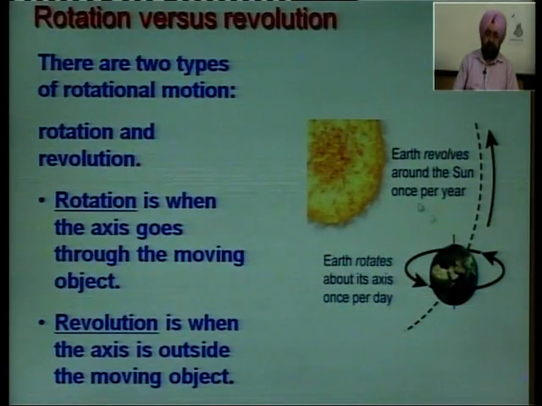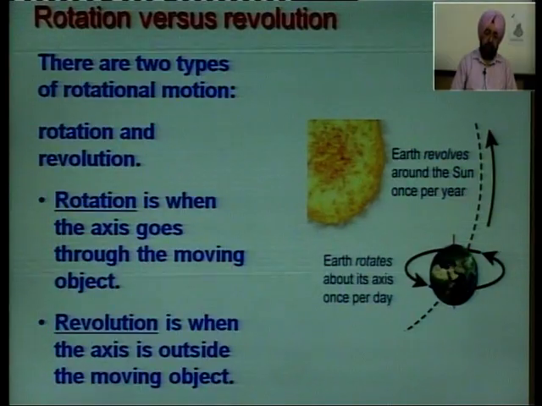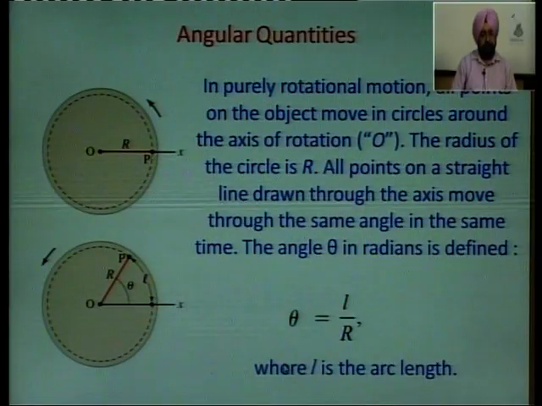Now, let us differentiate between rotation and revolution. If you see the earth here, the earth is rotating about its axis. When the earth goes around the sun, this is what is called revolution. So, what is rotation? When the axis goes through the moving object. Then what is revolution? When the axis is outside the moving object.